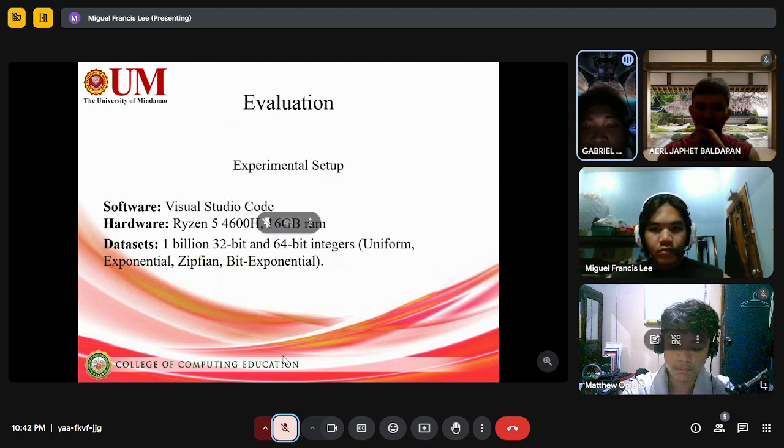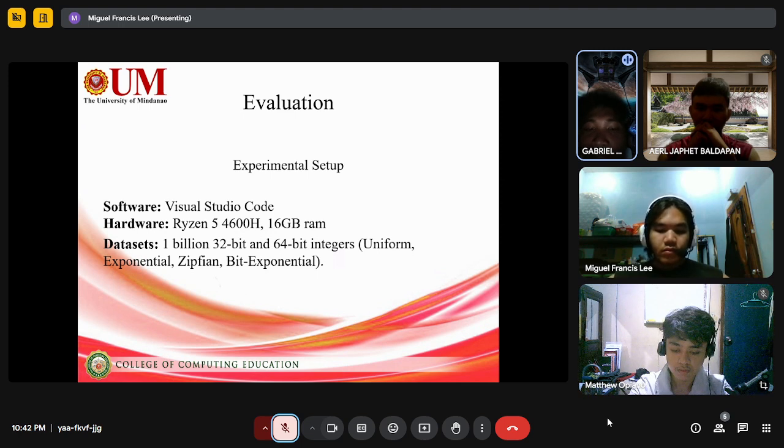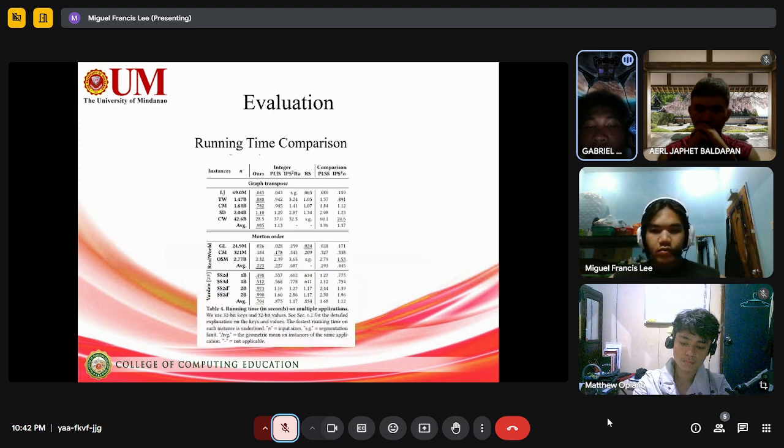Evaluation. For our experiment setup, we use Visual Studio Code on a Ryzen 5 4600H with 16 gigabyte RAM. We tested with 1 billion 32-bit and 64-bit integers across multiple distributions: uniform, exponential, Zipfian, and bit exponential.